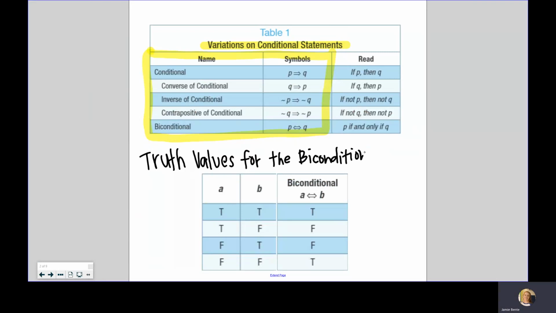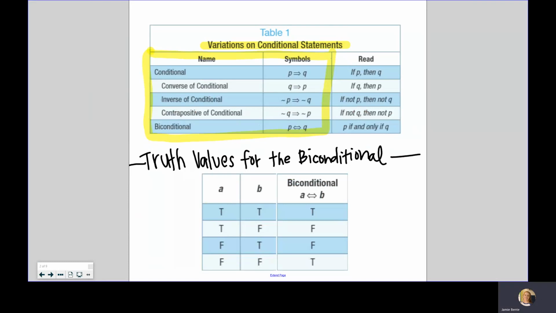All right, so you may want to take a second and pause the video and write down these two things. So write down this top piece that I have highlighted, variations on conditional statements, and then at the bottom, the truth values for the biconditional. And they're using A and B here. Typically, we would use P and Q. Hopefully you've got it written down by now. So I just want to talk a little bit about what a variation on a conditional statement is. And then we'll get into some examples.